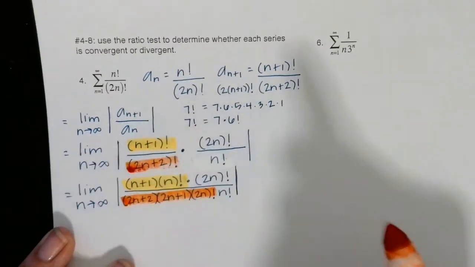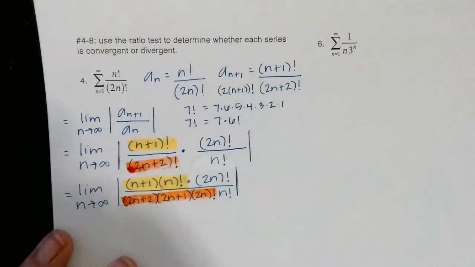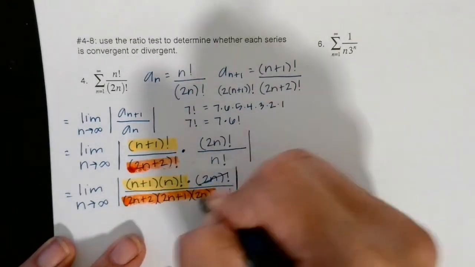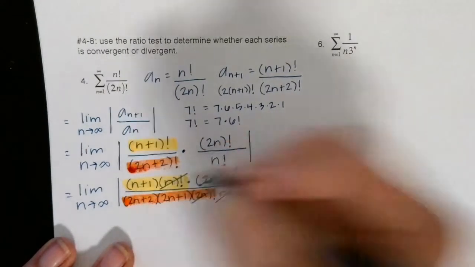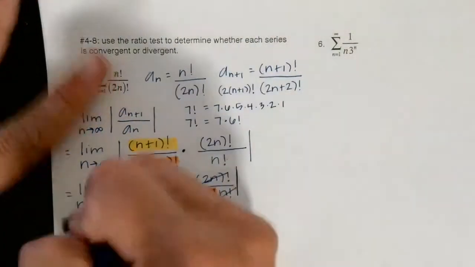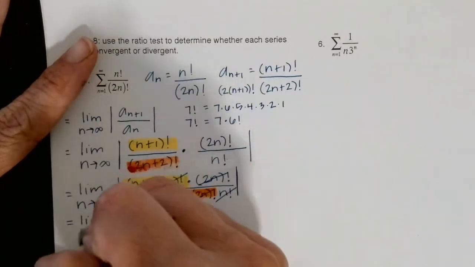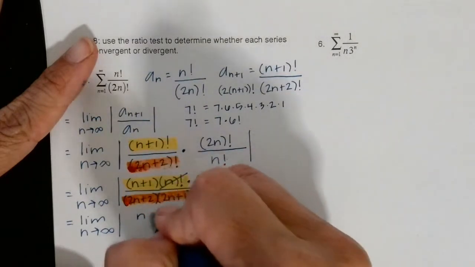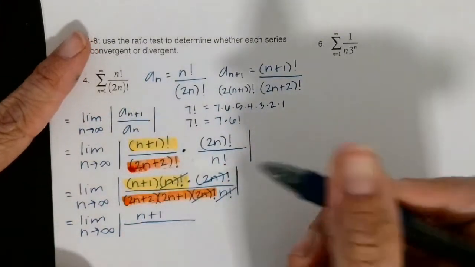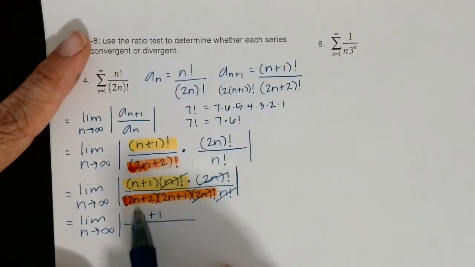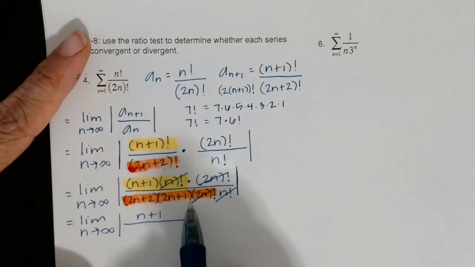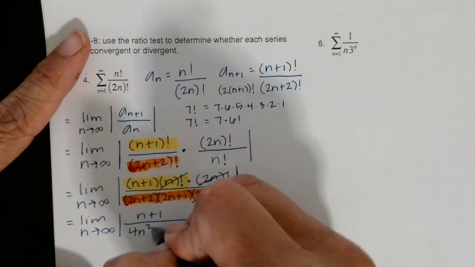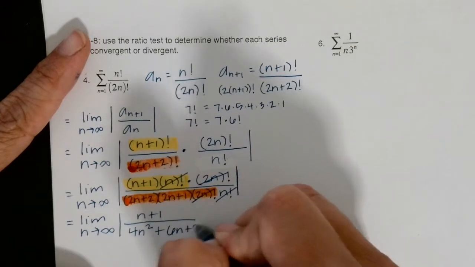I had to go all the way down to the third term in order to get it to cancel out. So now this 2n factorial cancels and this n factorial cancels. Okay, so I'm left with the limit as n goes to infinity of, in the numerator, just n plus 1, and in the denominator I have this 2n plus 2 times 2n plus 1, which I'm going to FOIL into 4n squared plus 6n plus 2.